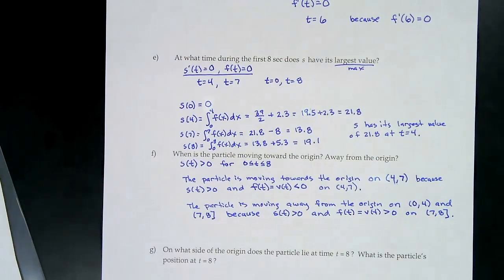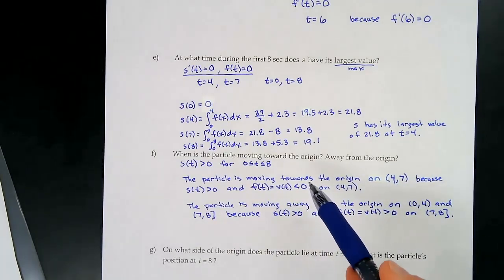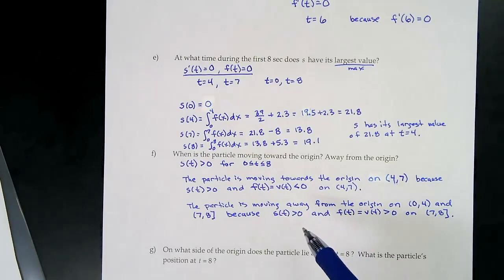Okay, so you know you're moving towards the origin when the position and velocity are opposite signs, and you know you're moving away from the origin when the velocity and position are the same sign. Because we know that the position is always positive, what really dictates this for this particular problem is whether the velocity is negative or positive, okay?